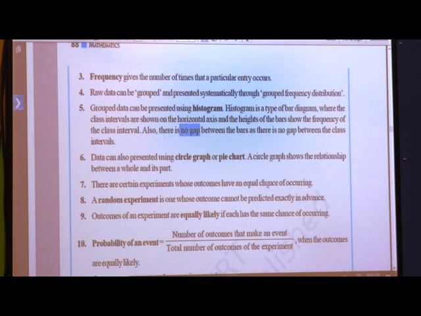This is also an important thing. What differentiates a histogram from other bar graphs? This is the important thing, no gap. Why is there no gap? Because the data is grouped, the class intervals are continuous. So, there is no gap between the bars and there is no gap between the class intervals. When there is no gap between the class intervals, the classes are continuous.